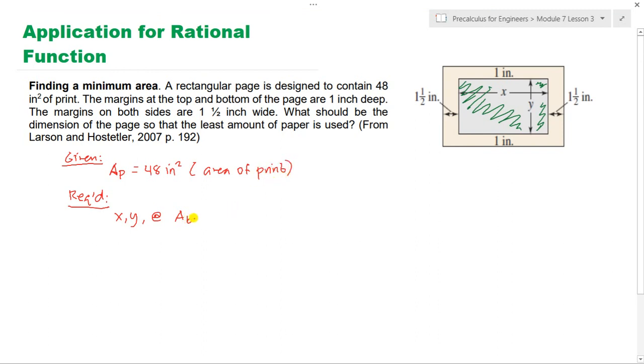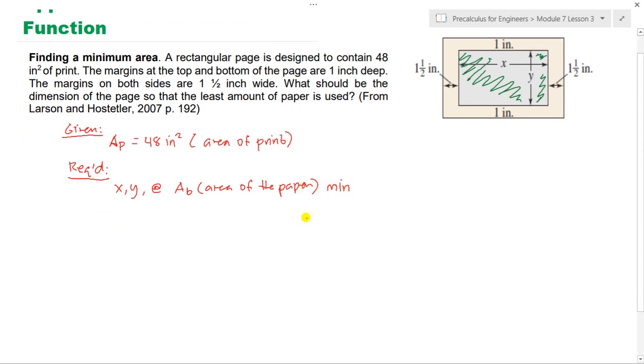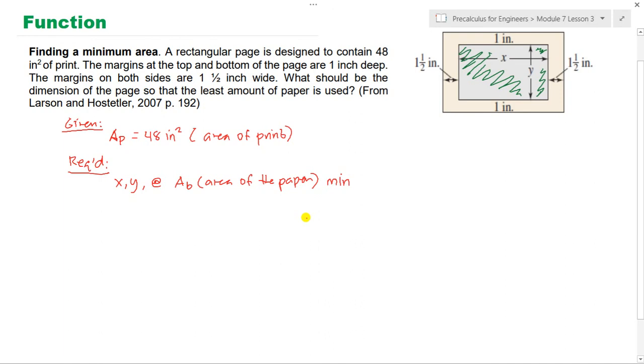Kani siya kay area of the paper. Okay, AB should be minimum. Meaning gamay ra atong magamit syempre kay for economical purposes dapat mas maayo nga daghang kag print at a small area. Efficient na siya or effective.